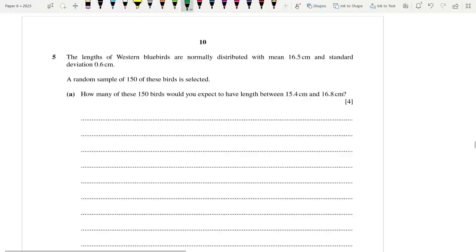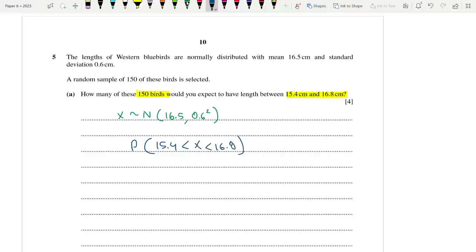Let's do this. The lengths of western bluebirds are normally distributed with mean 16.5 cm and standard deviation 0.6. So we can say that X is normally distributed, the mean is 16.5 and the variance is 0.6 squared. Now, how many of these 150 birds would have a length between these two? Let's find the probability that the length is between 15.4 and 16.8.